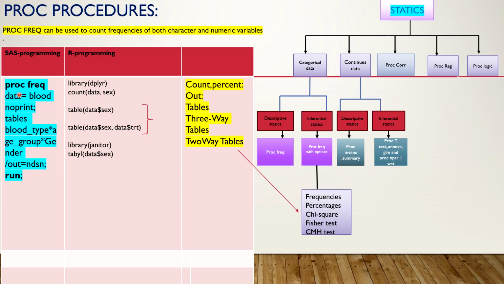Now once you run the proc freq, we'll get the count and percentage. To create the new data set, we use the out statement. Here proc freq data is equal to bed. If you give out, we will get the new data set name. Tables, already we discussed. With the tables statement we can create the three-way tables and two-way tables.